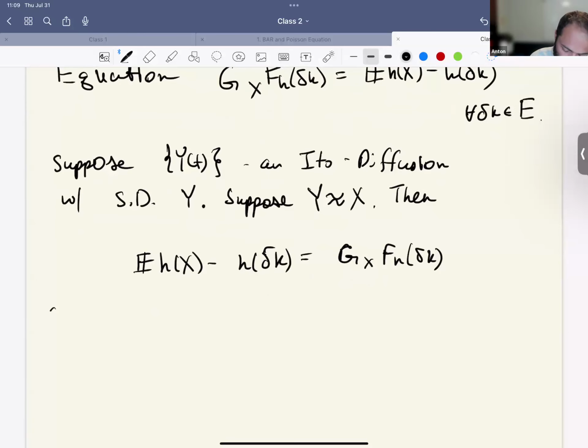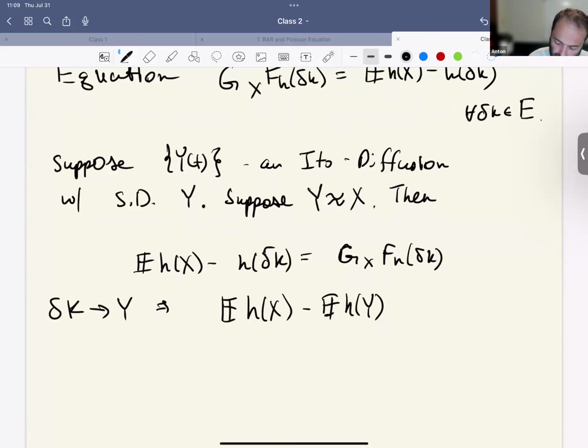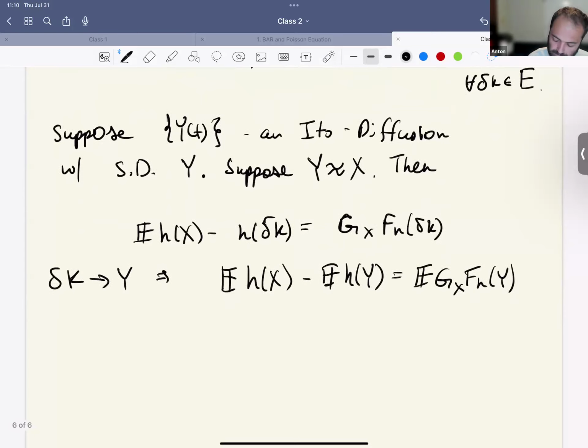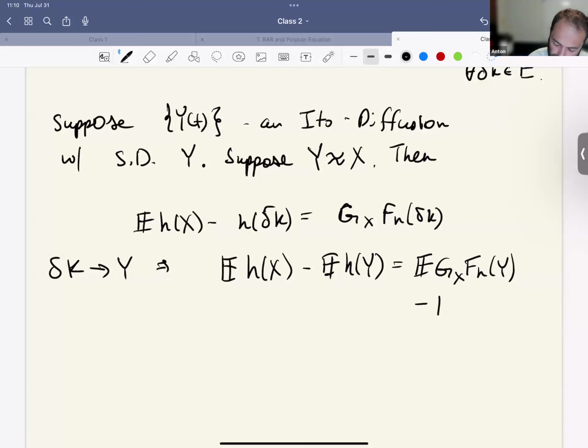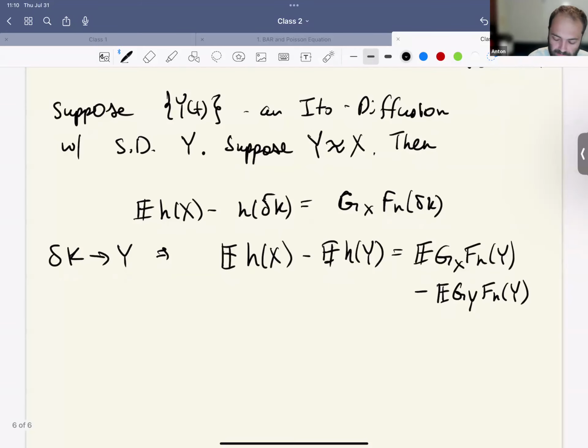We let delta k be, say, the stationary distribution of the diffusion and take expectations. Therefore, we get the expected value of h(X) minus the expected value of h(Y) equals the expected value of the generator of the Markov chain. And now we subtract the zero. We subtract the generator of the diffusion. Why can we do that?